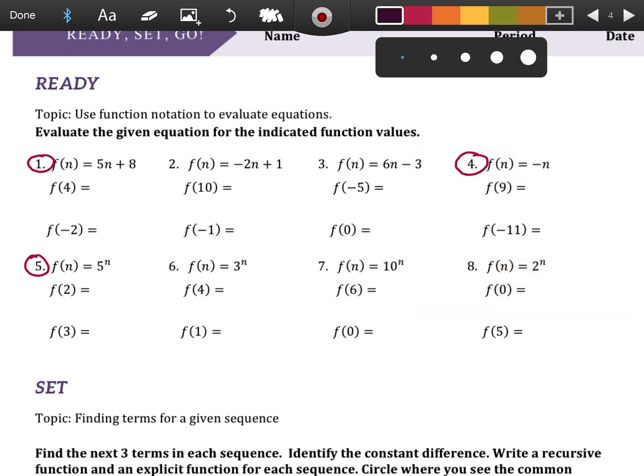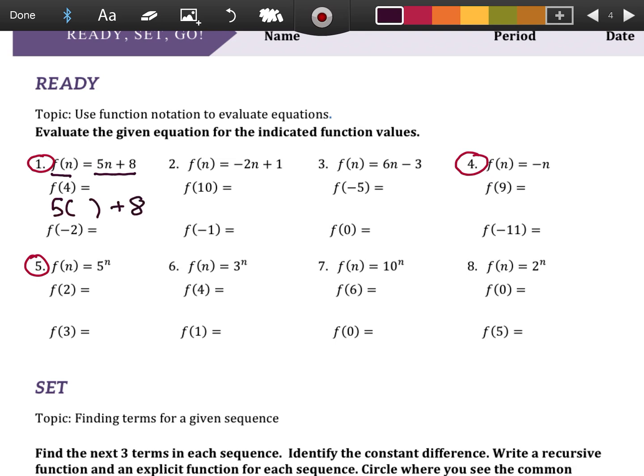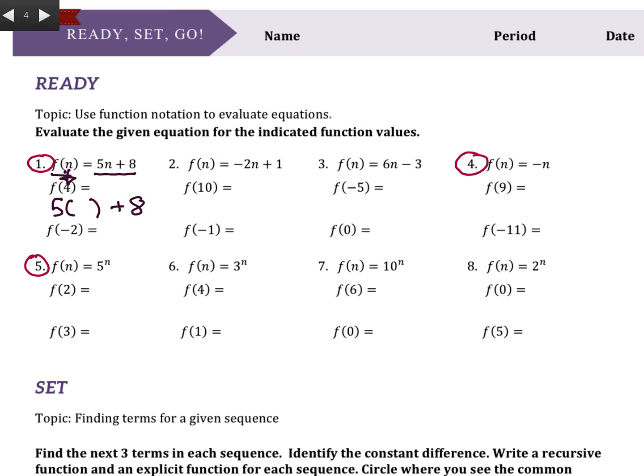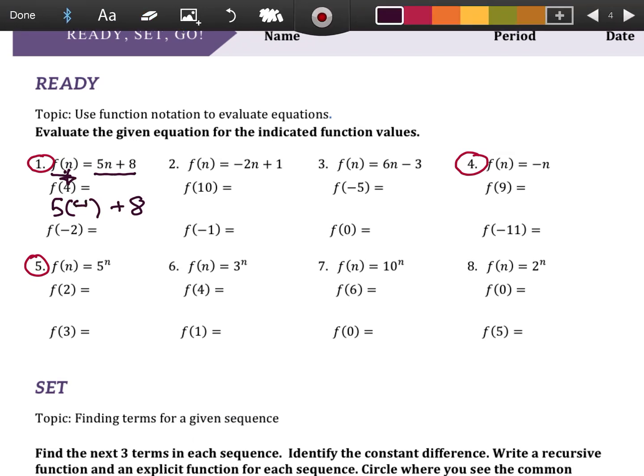So I know that this function here, f of n equals 5n plus 8. So f of 4, let's rewrite most of the equation. And so instead of n, what am I now putting in place? Hopefully you're saying 4. And what's 5 times 4? Definitely 20. Don't forget the 8. And so what's 20 plus 8? Hopefully you're saying 28.